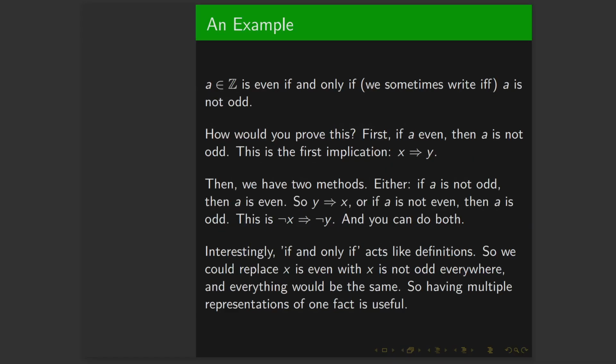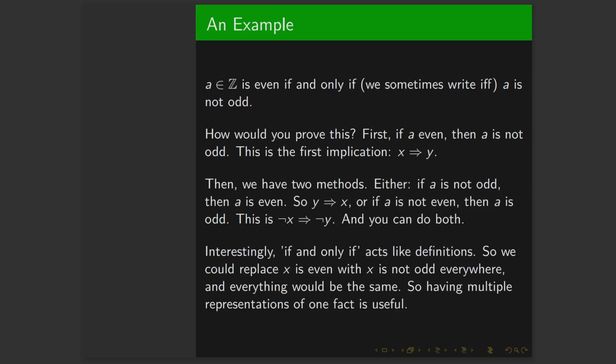Let's look at an example. Let's say we have an integer a. A is even if and only if, and sometimes people like to write if with two F's, a, which is an integer, is even if and only if a is not odd. So how would you prove this? Well, first, if a is even, then a is not odd. This should make sense. If a is even, it's 2k, which is not 2k plus 1. So a being even implies that a is not odd.